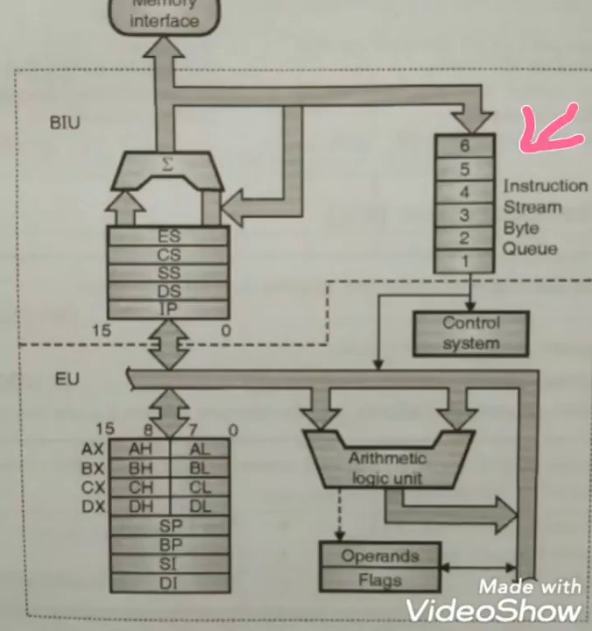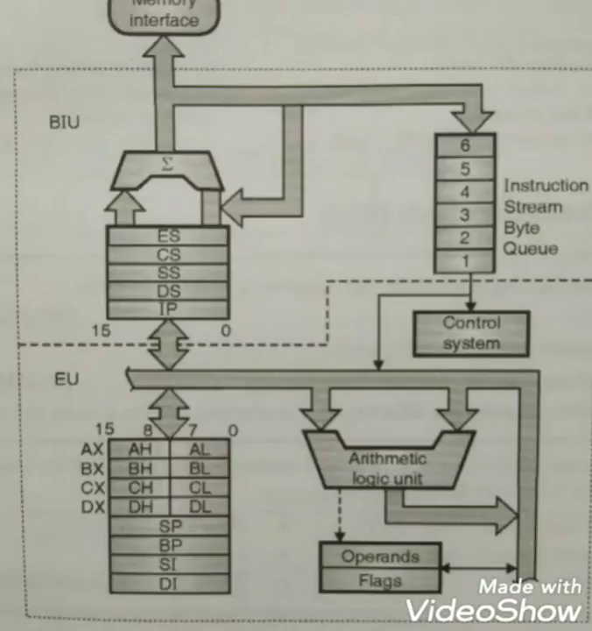To increase the execution speed, bus interface unit fetches as many as 6 instruction bytes ahead of time from memory. All the 6 bytes are then stored in a first in first out 6-byte register called instruction queue. Then all bytes are given to execution unit one by one. This prefetching operation of bus interface unit may be in parallel with the execution operation of execution unit, which improves the speed of execution of the instruction.